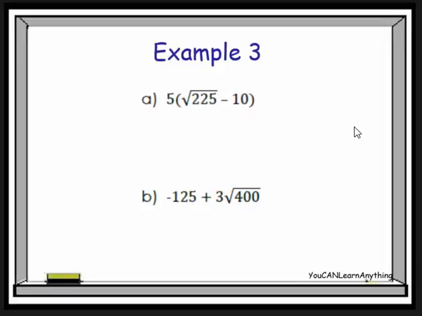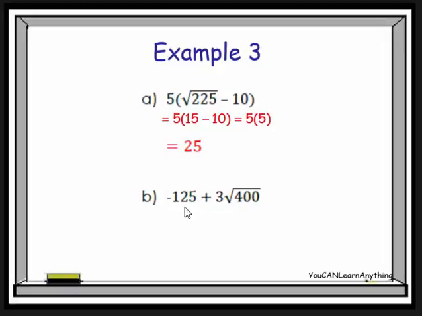All right, open the last flap. Let's go through some simple examples using square roots. In this first one, we have 5 times the square root of 225 minus 10. Now, we haven't done order of operations yet. We're going to work on that one in Unit 2. But we do know we have to take that square root first. So when we take that square root, we have 5 times 15 minus 10. 15 minus 10, of course, is 5. So we have 5 times 5, or 25.